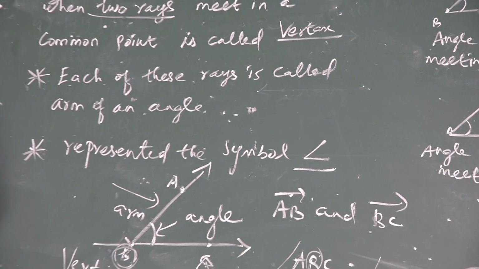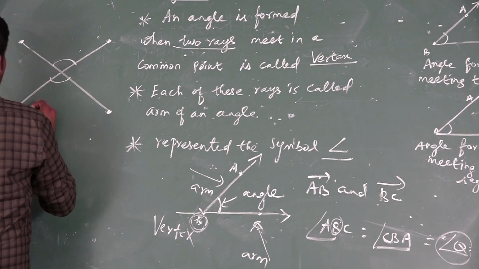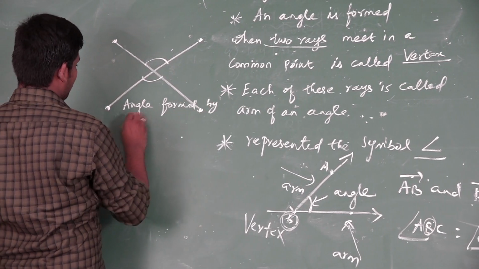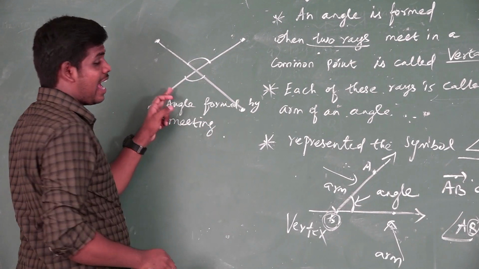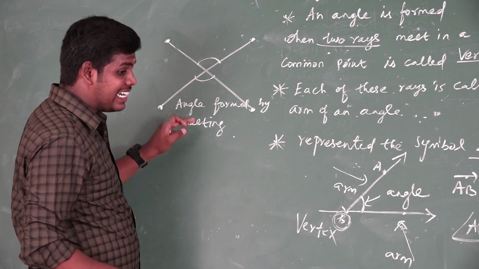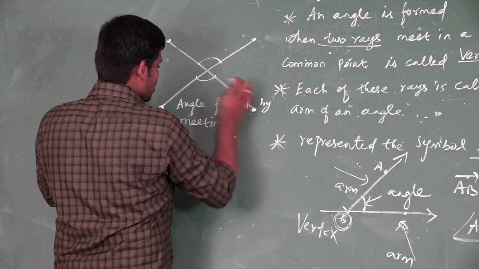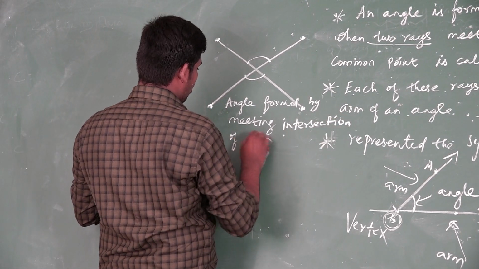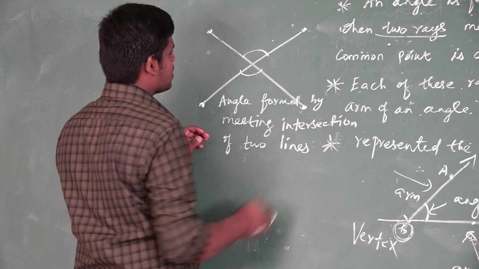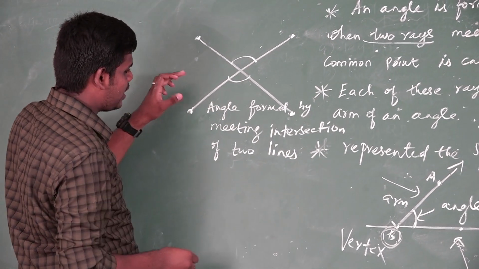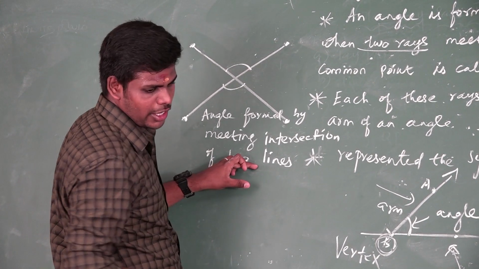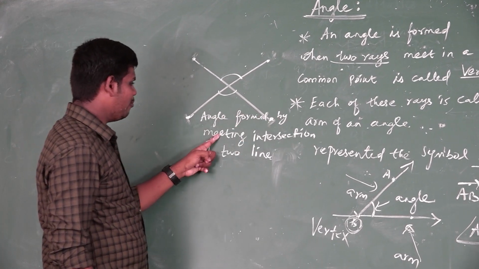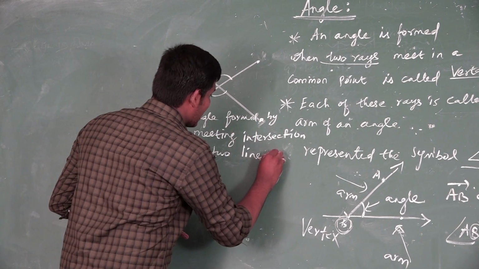So this is an angle formed by meeting, the intersection of 2 lines. Intersection of how many lines? 2 lines. Likewise we can draw the intersection of two lines. Okay, do you understand? Next, this figure shows an angle formed by the intersection of two line segments.